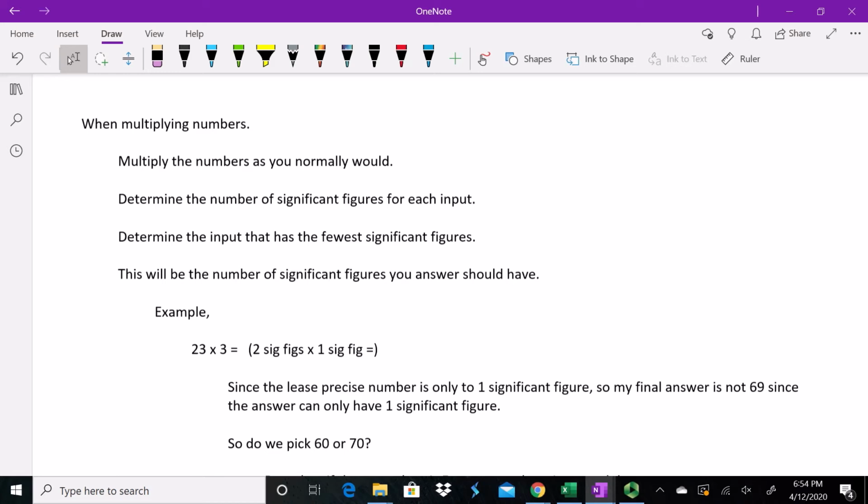So here's our example, 23 times 3. 23 has 2 significant figures, 3 has 1. When I multiply that out, I get 69. But I'm only allowed 1 significant figure in my answer because that was the number with the least number of significant figures in the problem. So now I have to figure out, do I turn 69 into a 60 or into a 70? Well, I use my rounding rules. I pick 70.